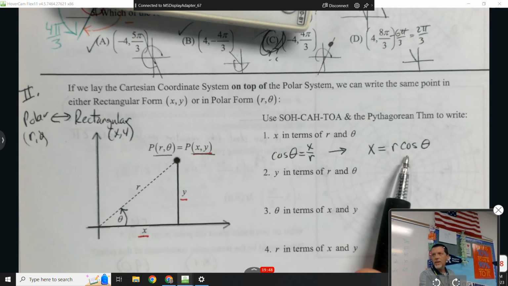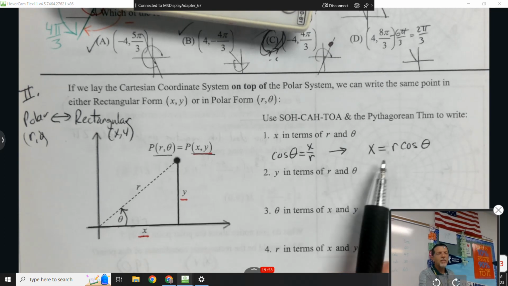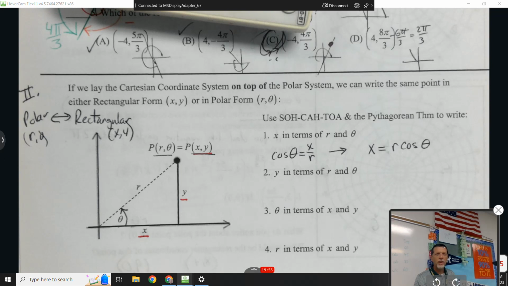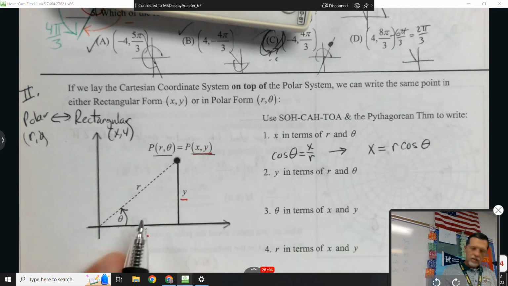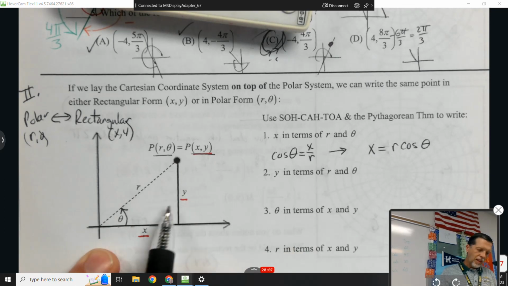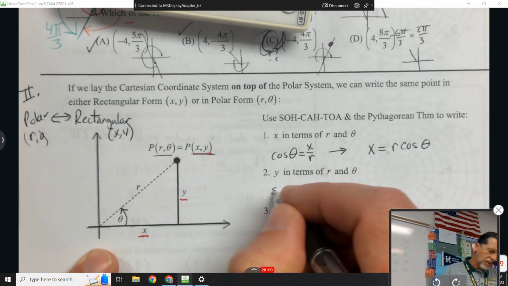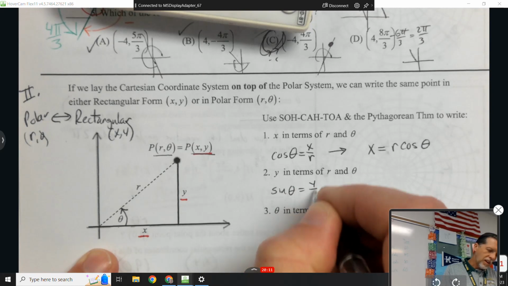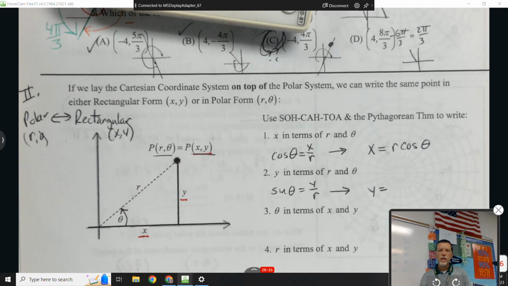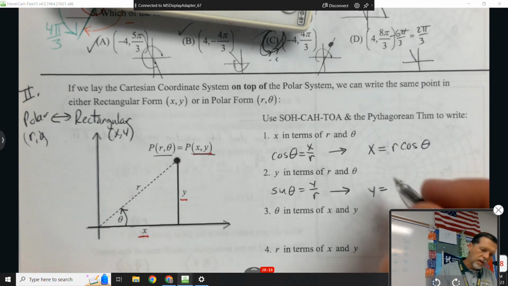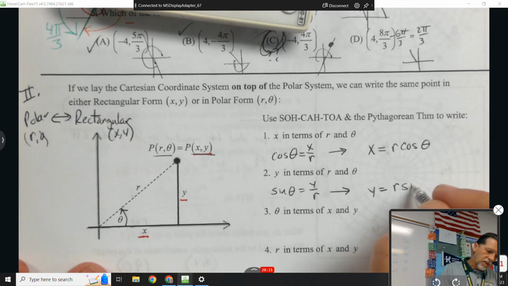Again, this is like the 14th time, maybe not quite 14, but every time x and y and sine and cosine show up, cosine goes with x, sine goes with y. That continues today. y in terms of r and theta. So theta, r, and y, that looks like opposite and hypotenuse. Sine of theta equals y over r. And multiply by r, we get r sine theta.